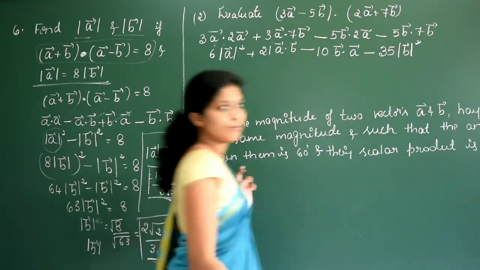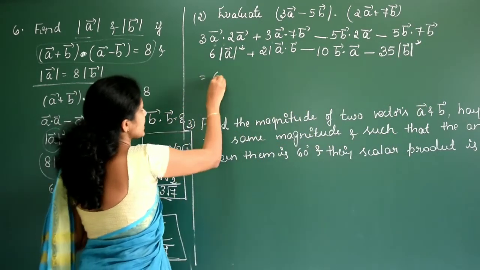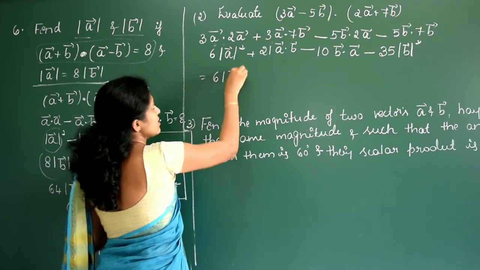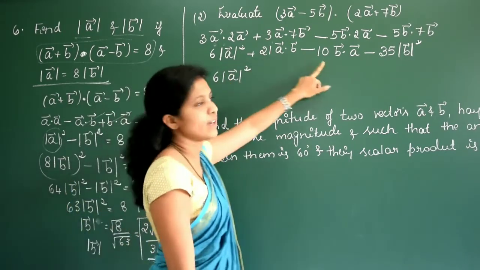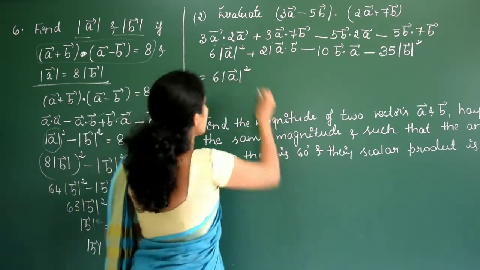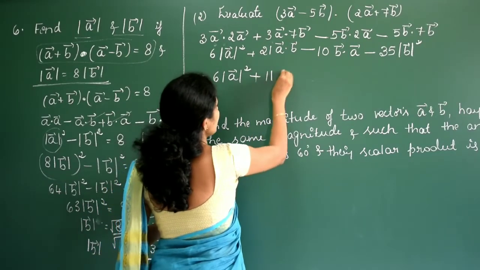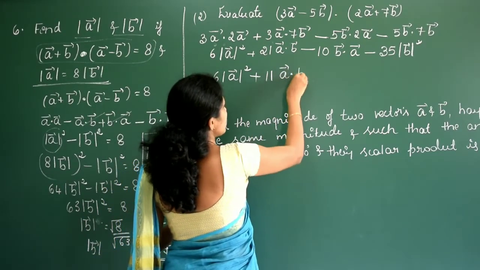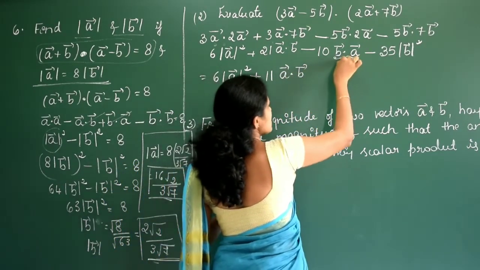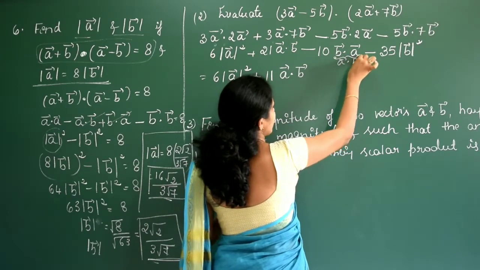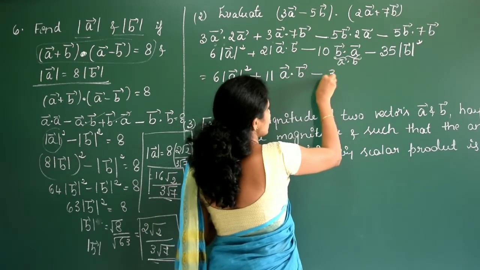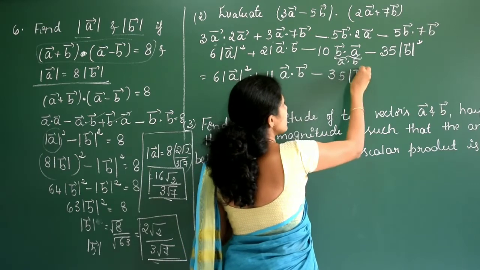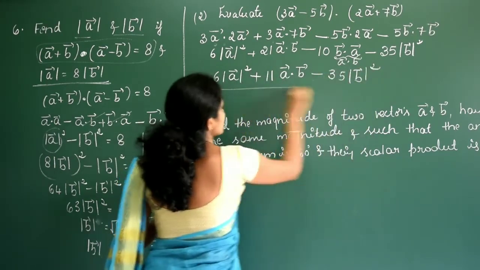Now the final answer will be here. This one is 6 times the magnitude of A vector squared. Then 21 minus 10 will be plus 11 A vector dot B vector. This is the remaining, minus 35 times the magnitude of B vector squared. So this is the answer.